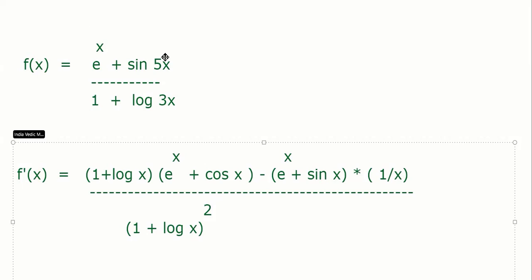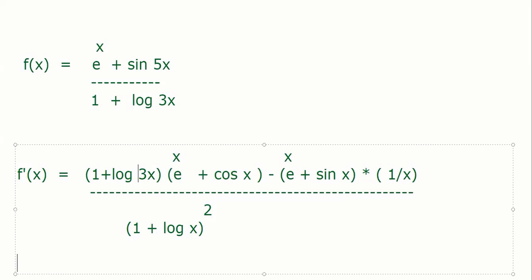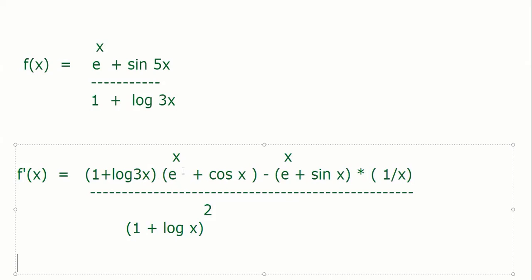1 plus log 3x. So the answer will change like this. It will become 1 plus log 3x, then into e power x plus cos 5x into minus 5x into 5. Why will into 5 come? Because of differentiation of 5x. Function of function, right? Correct. Then minus e power x plus sin 5x.